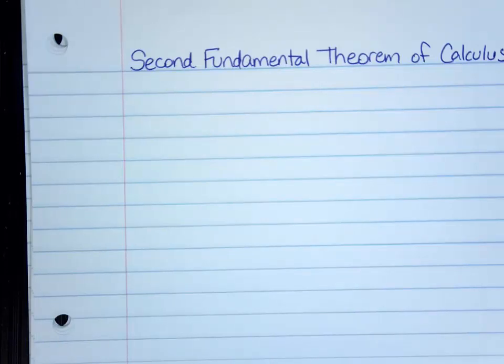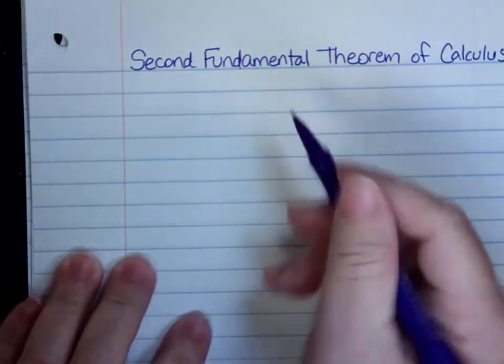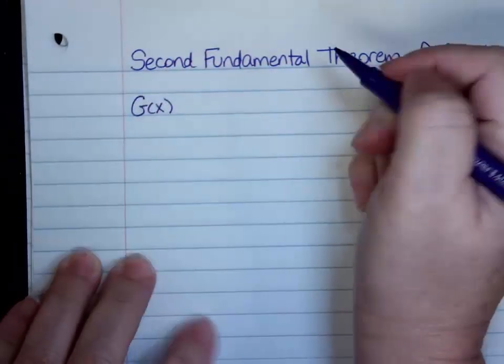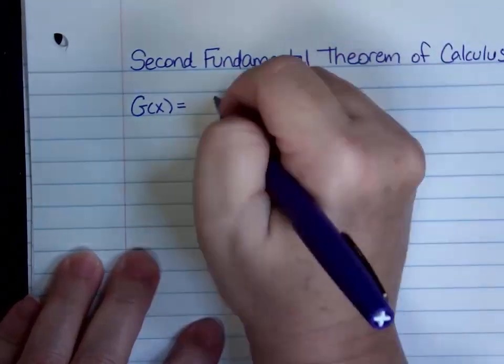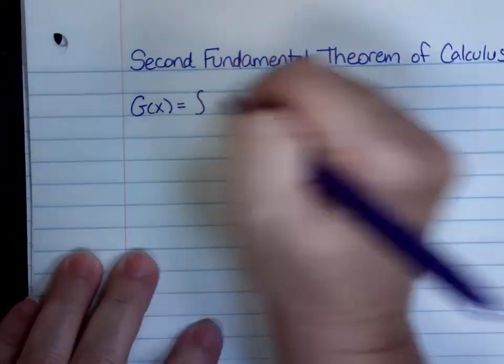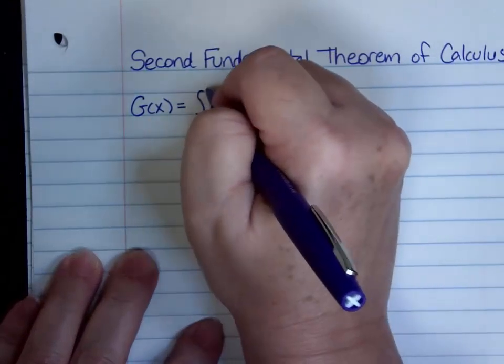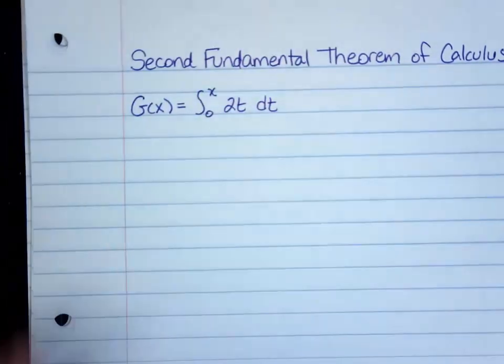Okay? We're going to start out by looking at an unusual function and how this function works. So I would like you to please write capital G of x equals. The function is actually an integral. It is the integral from 0 to x of 2t dt.